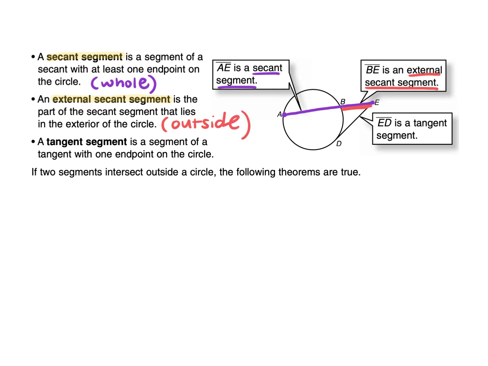The final theorem of this section is going to talk about a tangent segment. Recall that a tangent segment is a segment of a tangent with one endpoint on the circle. A tangent can only intersect the circle at one point. And you'll notice here in our diagram that segment ED touches the circle just at point D. Point D is that point of tangency. ED, the tangent segment. If two segments intersect outside a circle, then the following theorems are true.